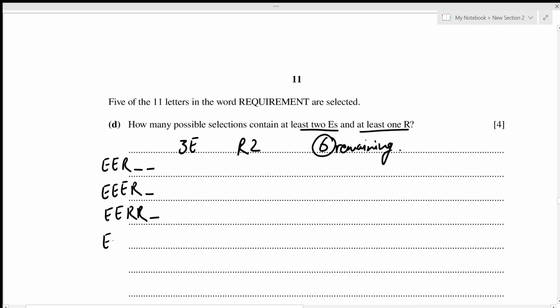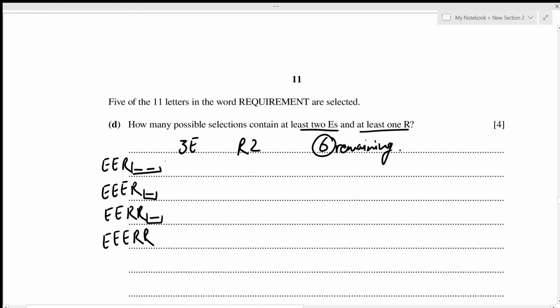Next, it can be 3 E's and 2 R's and no remaining letters at all. Alright, these are the possible selections. So since we're considering all the possibilities for E's and R's, we can just figure out the remaining letters combinatorially and we'll get the answer.